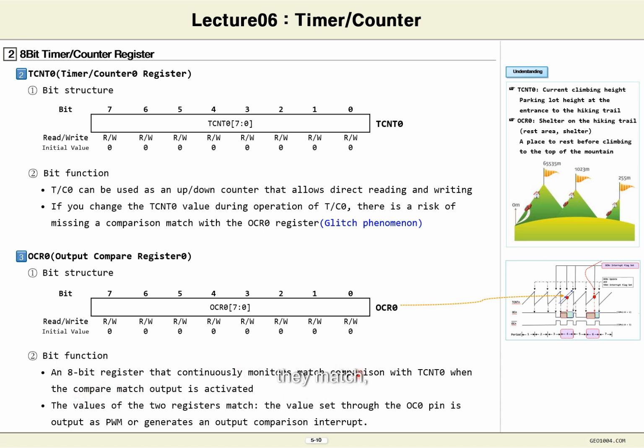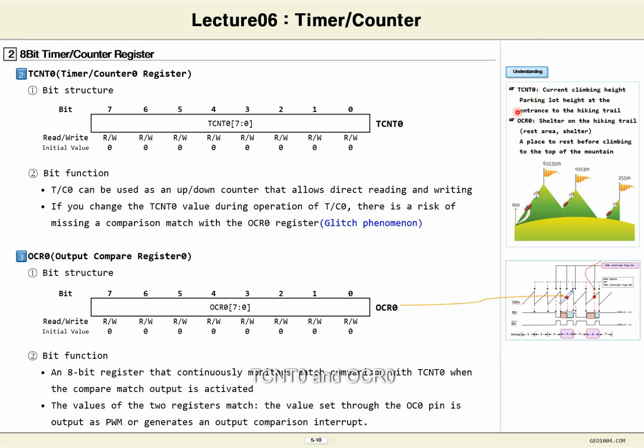If they match, the compare match output will be activated. Then, if the two registers match, the value set by the OC0 pin can be used as output by PWM or as an output comparison interrupt. So this can be used as a compare match when generating a PWM waveform as you see here. Or, it can be used to generate an OC0 output compare interrupt.